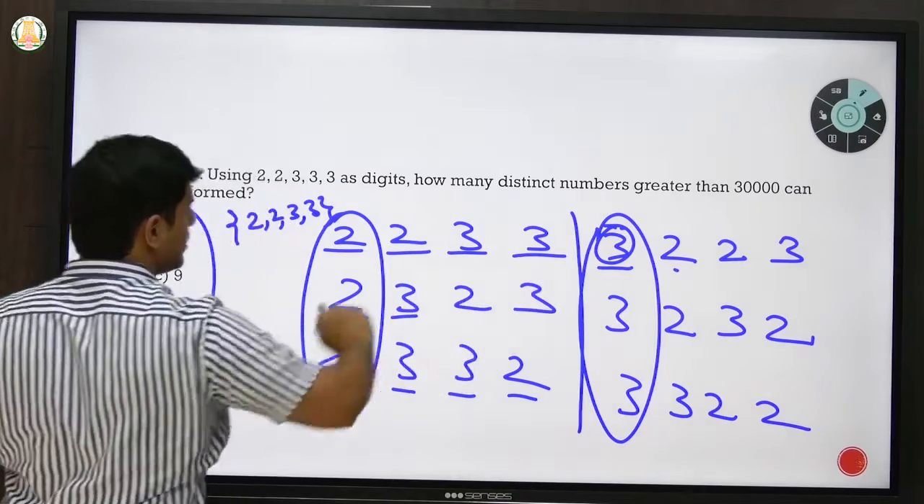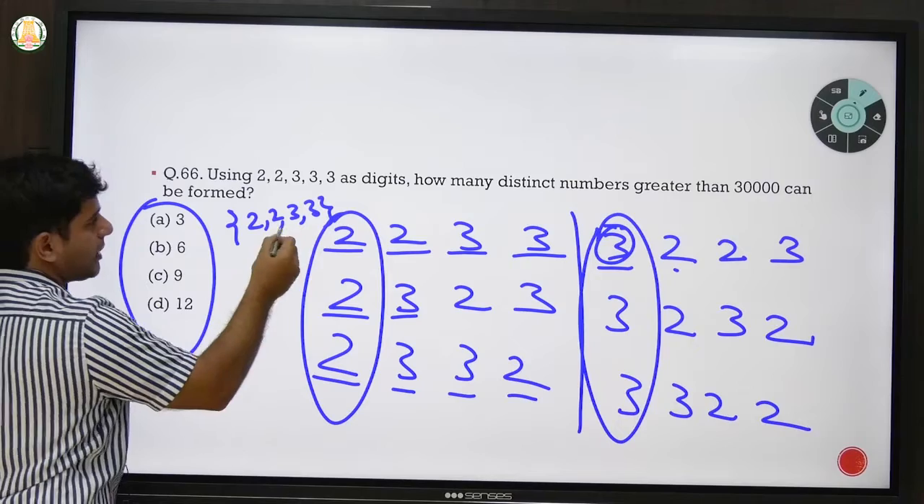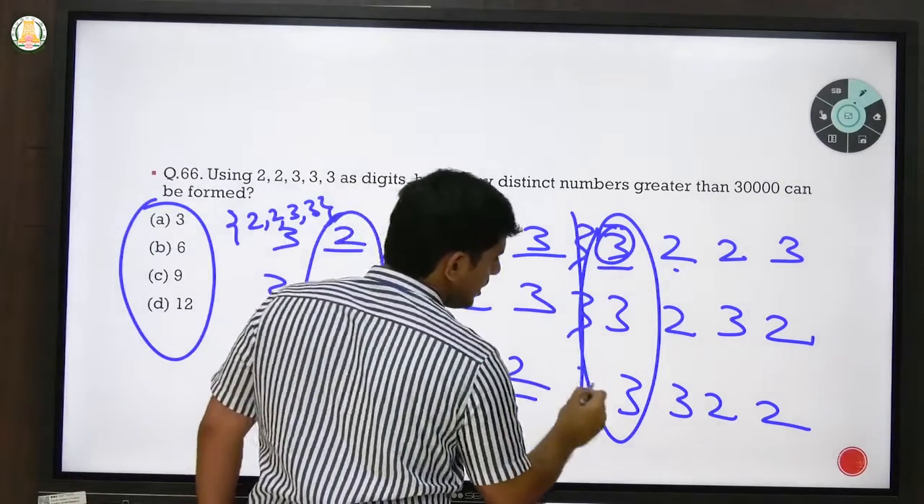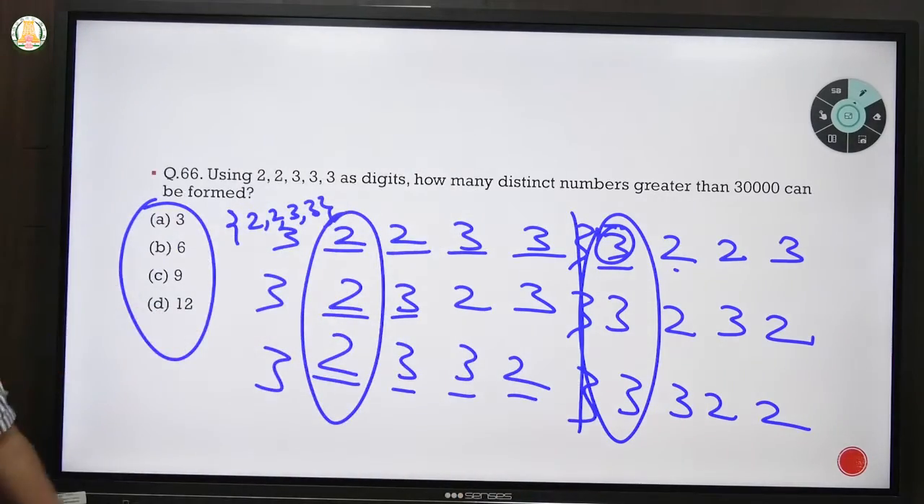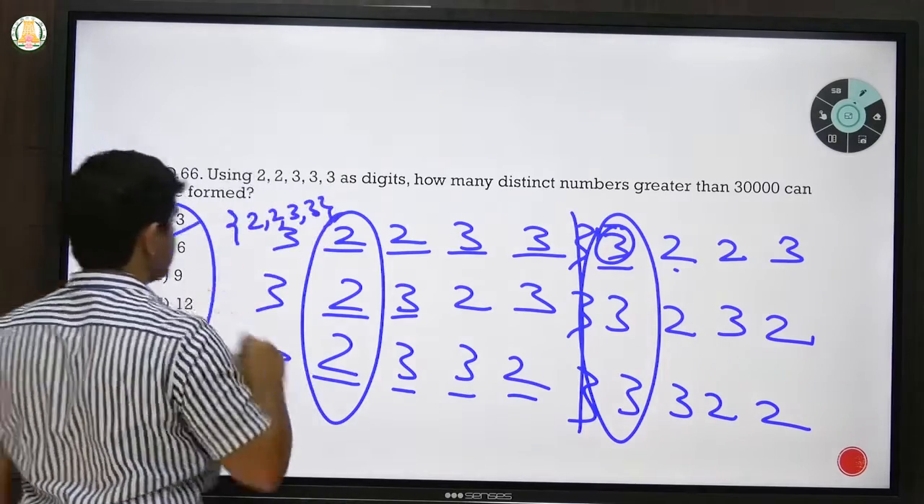So how many total possible ways are you getting? 6. Remember, we have already kept our first digit here. So if you put 3 first, these are the different 5-digit numbers possible with the given digits which are greater than 30,000. So the answer will be 6.